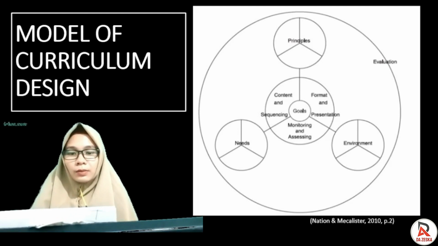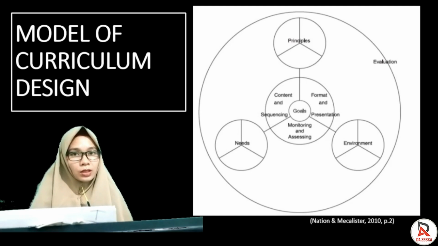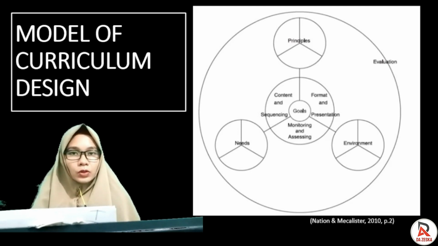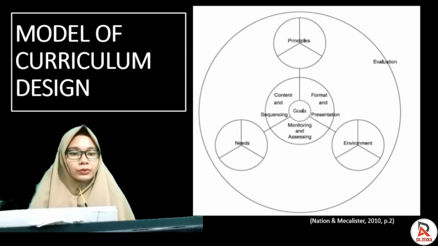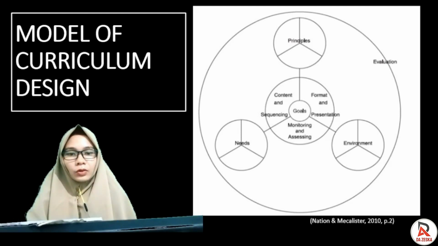What else? The examples are strategies for your lesson, strategies for your teaching, or the approach that the teacher will use, or the approach that the teacher will apply to the class or in a course itself. So those are examples of format you may have in your design.